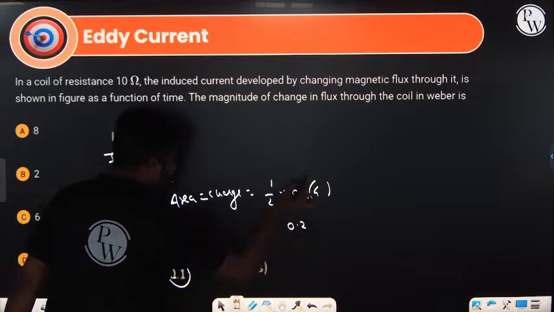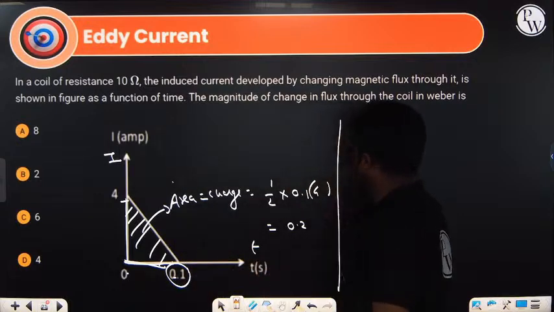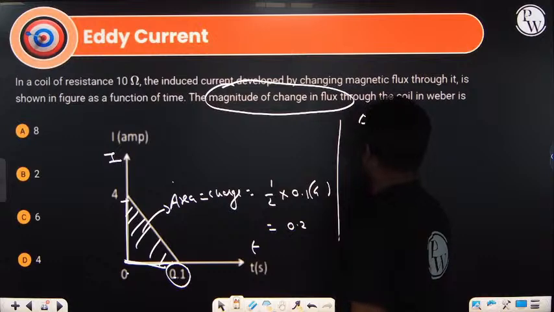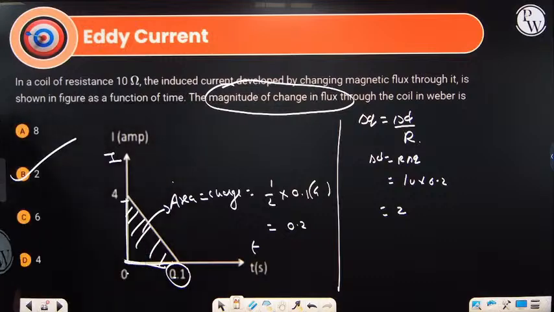The expression for induced charge will be given by delta Q is equal to delta phi divided by R. They are asking for the magnitude of the change in flux. So delta phi is equal to R into delta Q. What is resistance? 10, multiplied by delta Q, which is 0.2. So this one is 2. This will be 2 Weber.